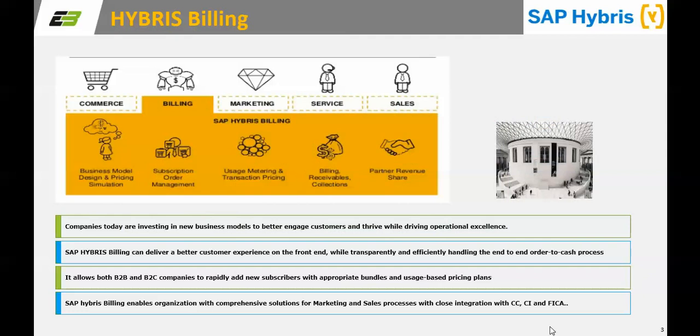SAP Hybris Billing provides the solution by delivering two things: rating and charging. Rating refers to the calculation mechanism, coming up with the total bill value or amount, whereas charging refers to the account that will be charged for a particular customer. The customer may have two or more lines or account IDs. In this case, two bills will be generated.